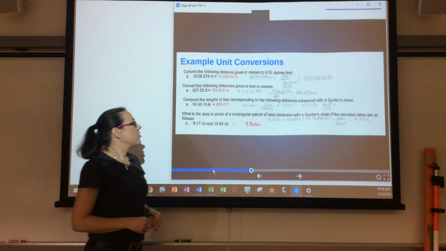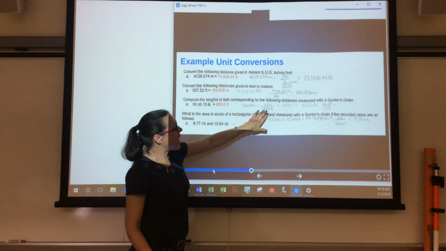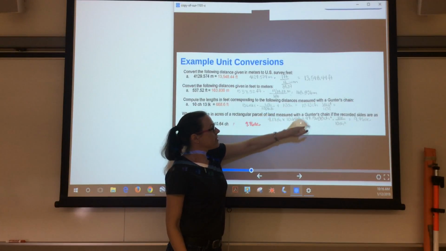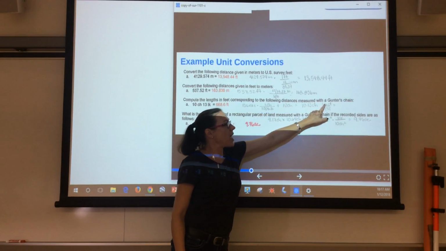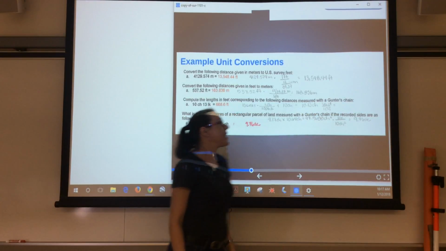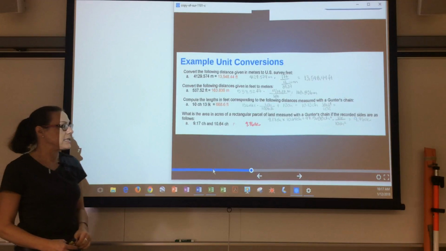10 chains, 13 links. So we said 13 links. There's 100 links in one chain. Links go on the bottom so I can cancel it out. And then I add my 10 chains. And then I say one chain is equal to 66 feet. So I cancel out my chains and I get the total of 668.6 feet.